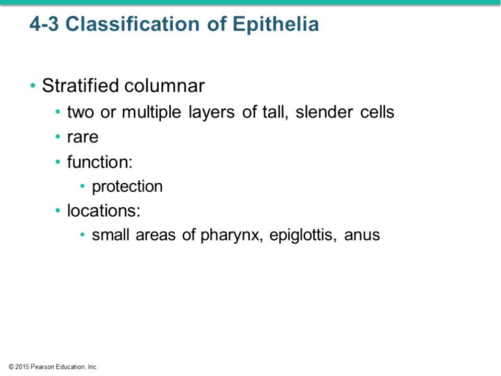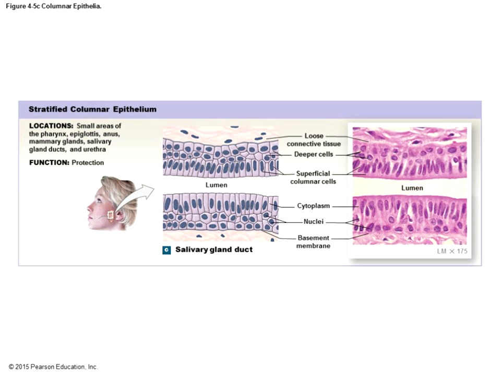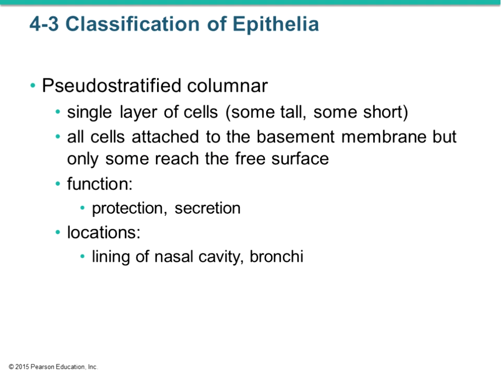Stratified columnar epithelium, again, sort of like stratified cuboidal, is pretty rare, not going to see it that much. But I just want to mention it so you knew it was out there as a possibility of a type of tissue.